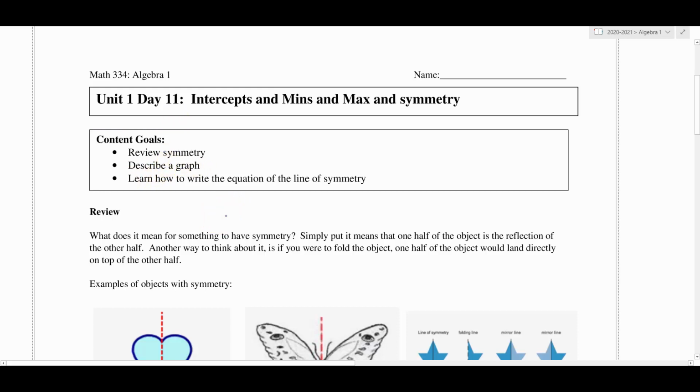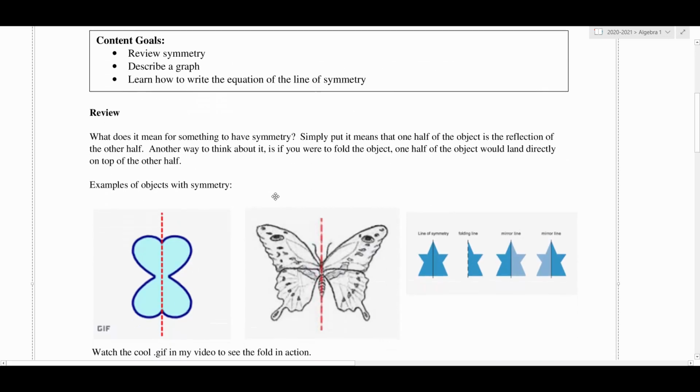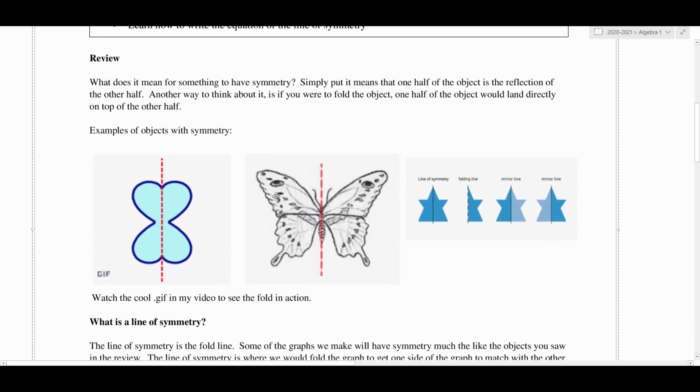All right. So what does it mean for something to have symmetry? Well, simply put, it means that one half of the object is the reflection of the other half. So another way to think about it is if I were to take an object like this one here and I were to fold it, right? One half of the object, when I fold it over, would land directly on top of this half, right? So it would fold and you would get a perfect match going from side to side over this line of symmetry. All right, and that's what this dashed line is. It represents where you would fold this thing to get one side to land on top of the other.